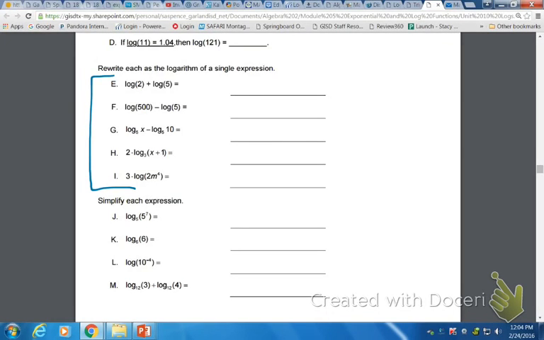All right, if we take a look at E, separately it's addition, so we bring them together as what? Multiplication. So this would be log of 10. All right, F, separately it is subtraction, together it is division. So this is log of 100. We can go ahead and divide that, and we can get 100.